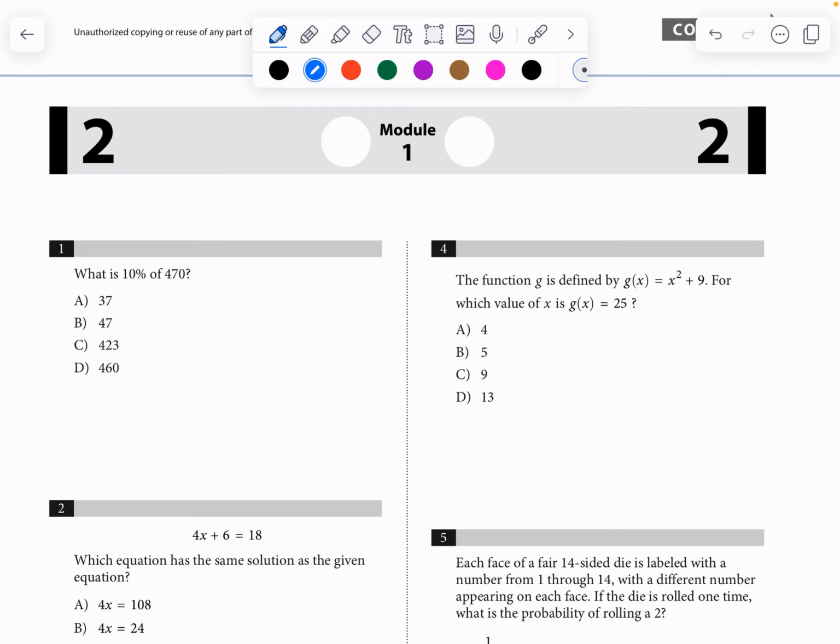Let's get started. What is 10% of 470? First of all, we change this form, guys, into a fraction, which makes 10 over 100, and we multiply it by 470. So we can simplify it before we multiply them. 10 over 100 makes 1 over 10. So 1 over 10 times 470 is going to be equal to 47, which is B.